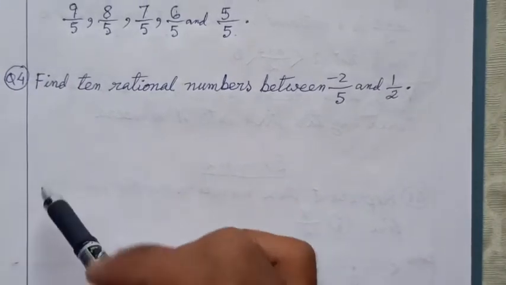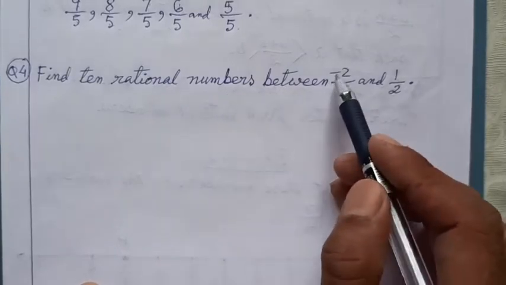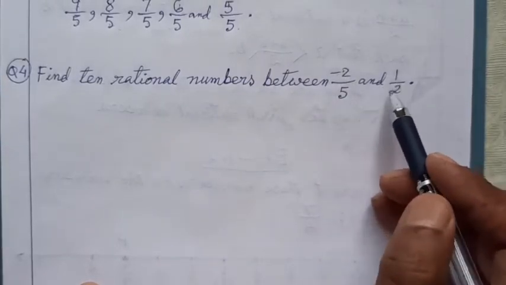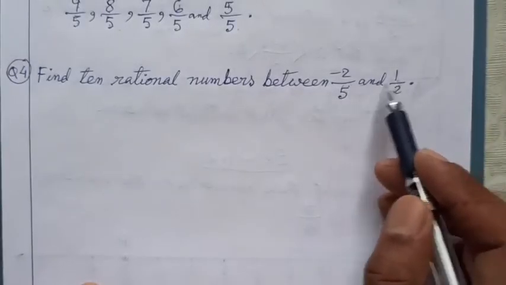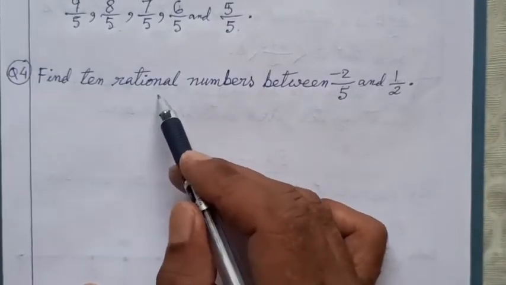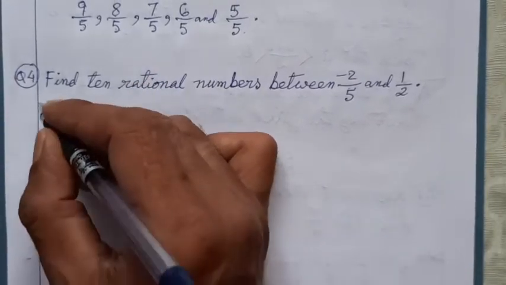Question number 4. Find 10 rational numbers between minus 2 by 5 and 1 by 2. Here the question says that in between these two rational numbers, we have to find out 10 rational numbers. This question is almost the same as question number 3. Now solution.